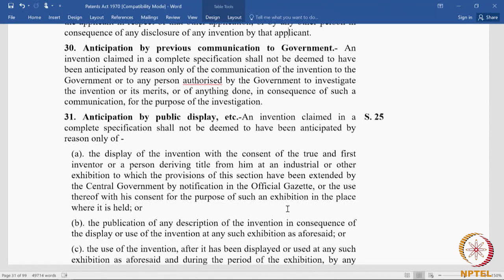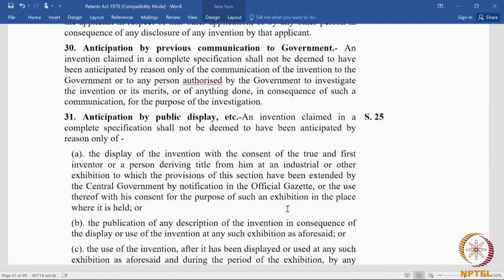An invention claimed in a complete specification shall not be deemed to have been anticipated, which means shall not be considered as anticipation, by reason only of communication of that invention to a government or any person authorized by the government to investigate the invention or its merit, or anything done in consequence of such a communication for the purpose of the investigation. So, any communication to the government to investigate the invention or its merits will not amount to anticipation.